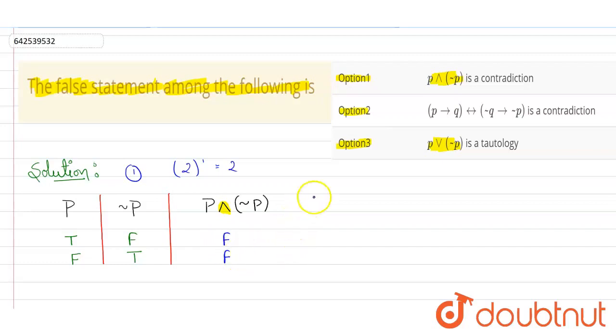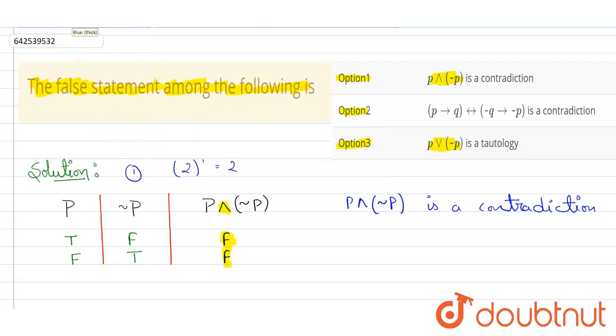So we can conclude that option 1, that is P and negation of P, is a contradiction, because both the answers that we got after the truth table are false.